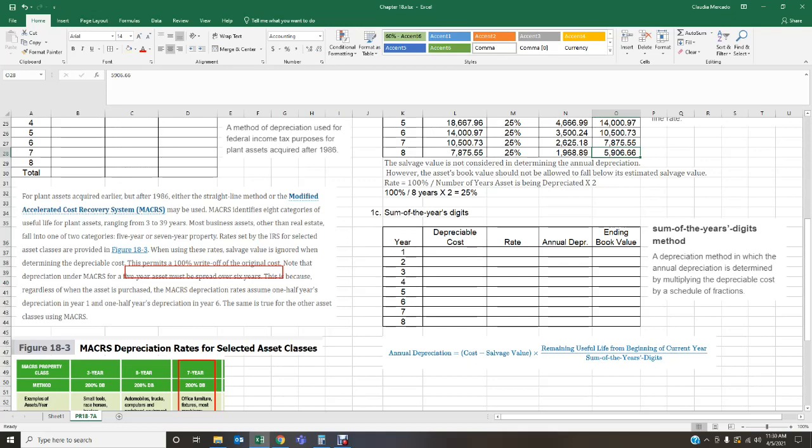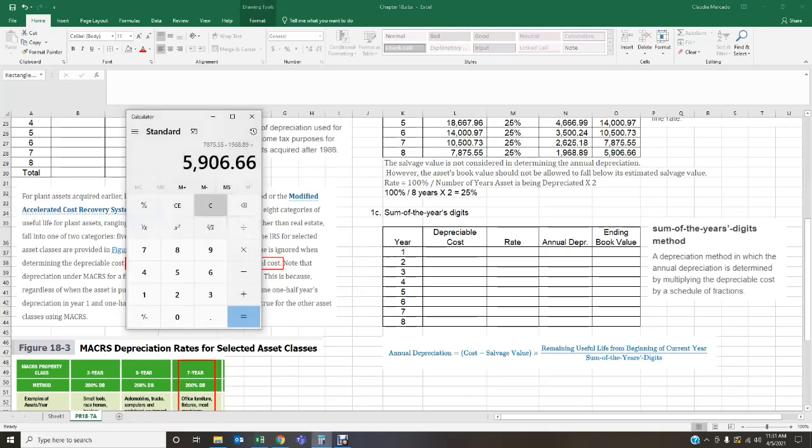So I've set it up for you. We've got the 8 years. That does not change. The first thing we need to figure out is our depreciable cost. I've got the formula for calculating the sum of the year's digits down here. It's your cost minus your salvage value. So the cost of the asset is $59,000. My salvage value is $3,000. So my depreciable cost is $56,000.